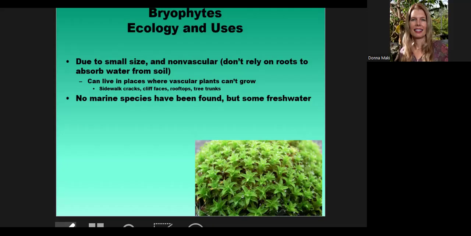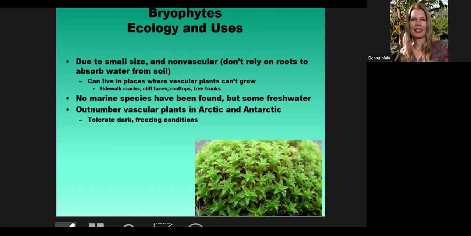No ocean-dwelling or marine species have been found yet. Some freshwater ones have been found. And if you look at what we would consider really hostile environments, like the Arctic and Antarctic, they're more numerous than the vascular plants, which makes sense again because of the way they get access to their nutrients and their ability to withstand long periods of things, where they're like, okay, I better go dormant for a while and just hang out. So they can tolerate fairly long periods of dark and freezing. They're a little tougher that way.